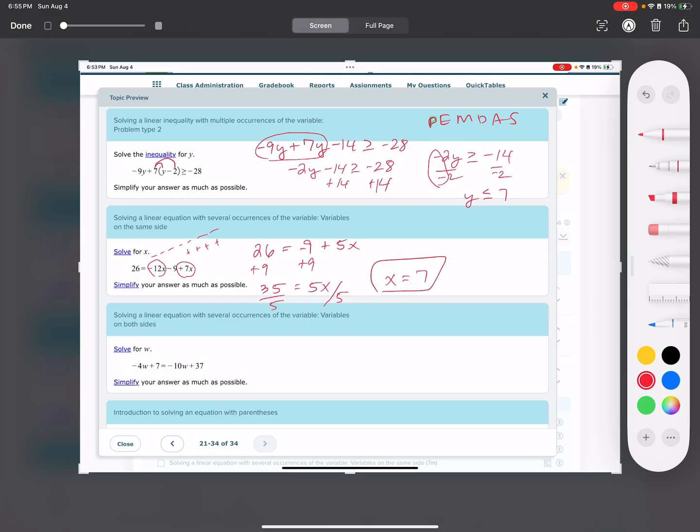Okay, and this one here, I have subtract 7 from both sides. So I have negative 4w is equal to negative 10w plus 30. Then I'm going to add 10w. And I get 6w is equal to 30. And w is equal to 5.